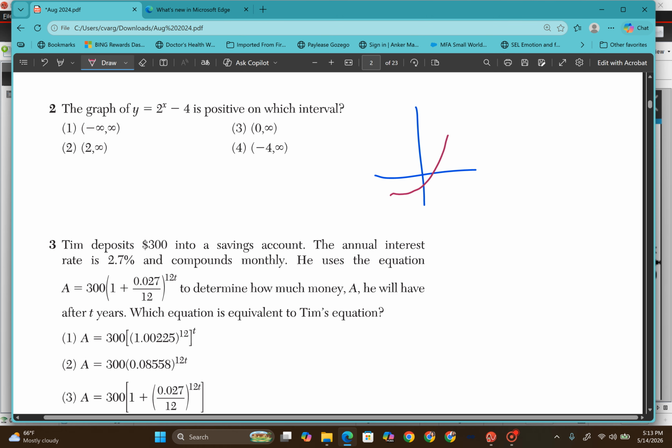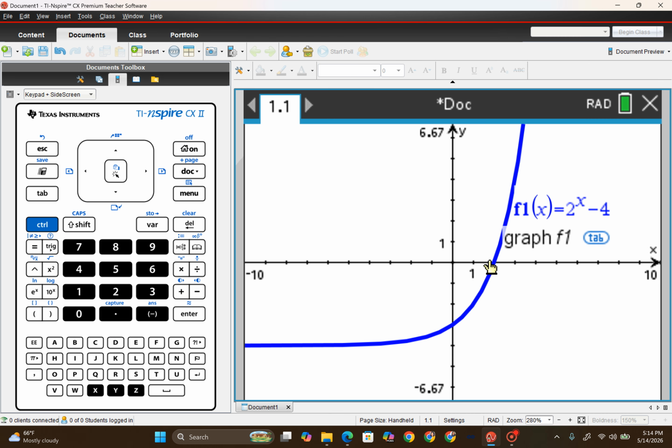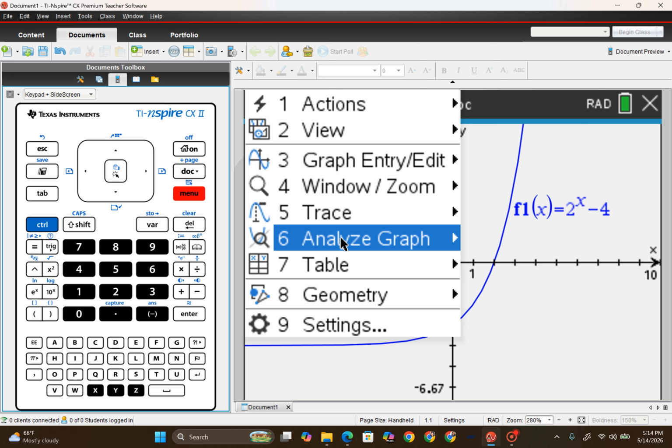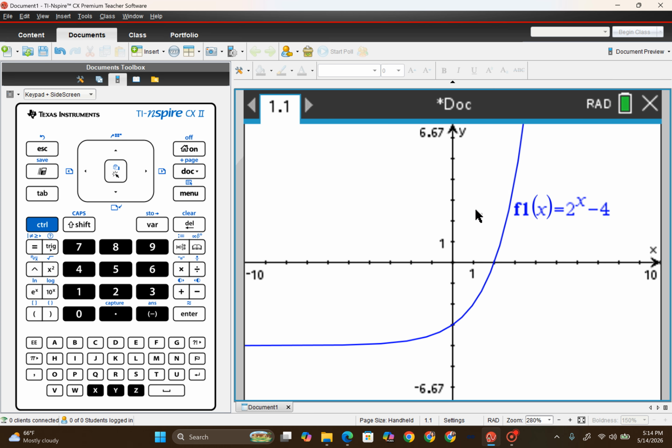So positive means where is it above 0? This part is below 0, so it's negative. The graph is positive on the top, above. We need to figure out the number where it starts going positive. On the graph, we can see it starts to get positive at 2. If I go to Menu, Analyze Graph, and Graph Trace, I can see where my 0 is. My 0 is at (2, 0). That's where it starts turning positive, and then it's positive up here.